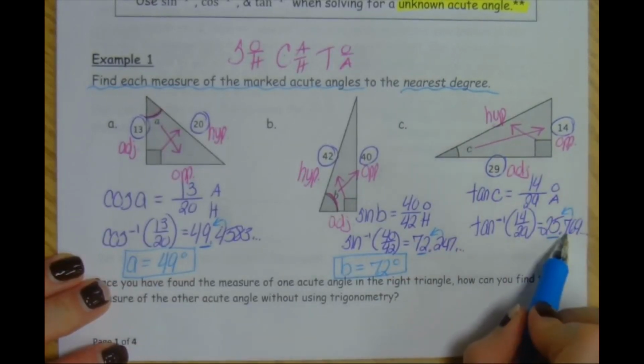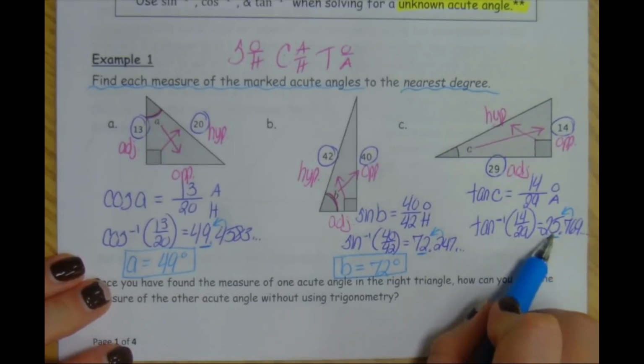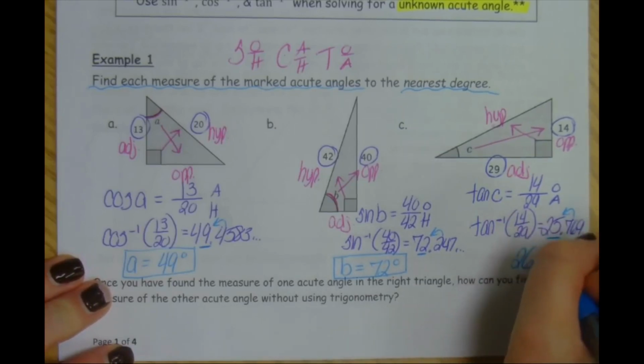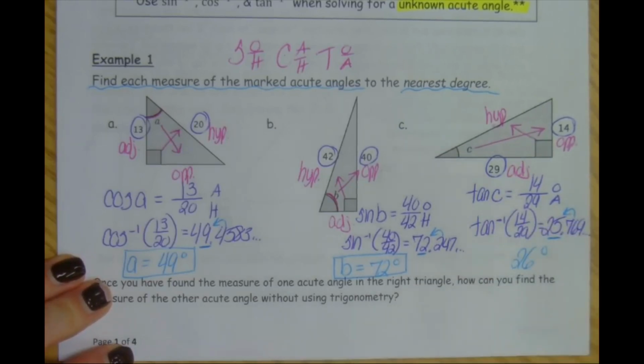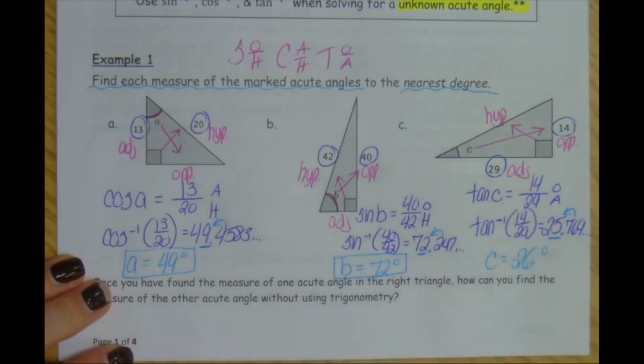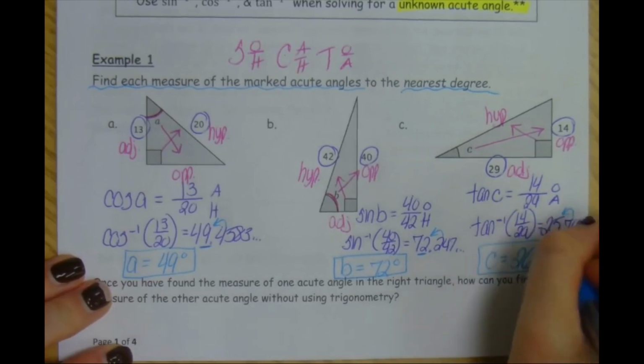Whoop. 5 or above, give it a shove. He is 5 or above, so he is getting a shove. Kick him with a boot. So he's going to move from 25 to 26. So this would be 26 degrees. And again, that's my reference angle. That's what C is going to be represented by, 26 degrees.